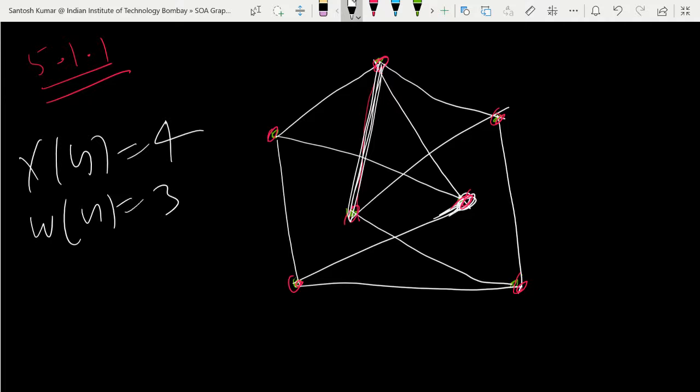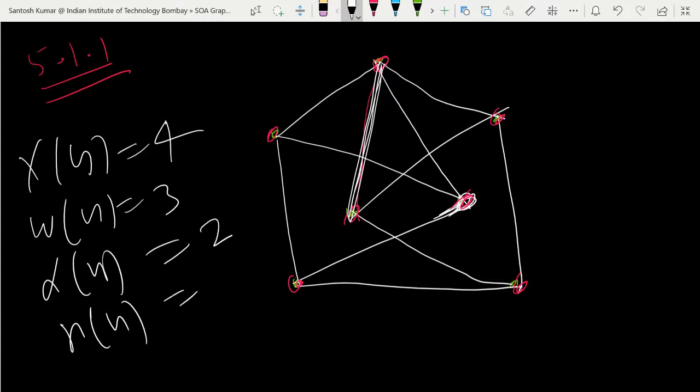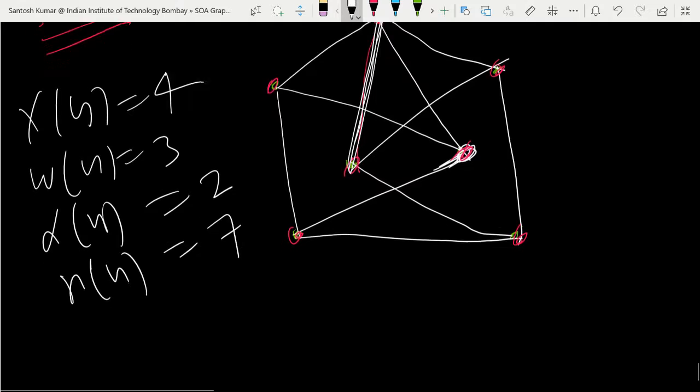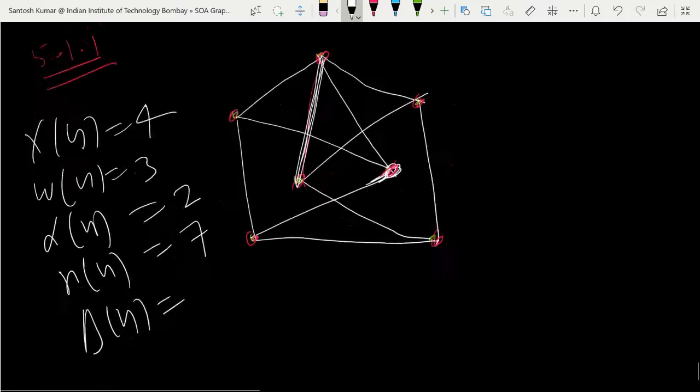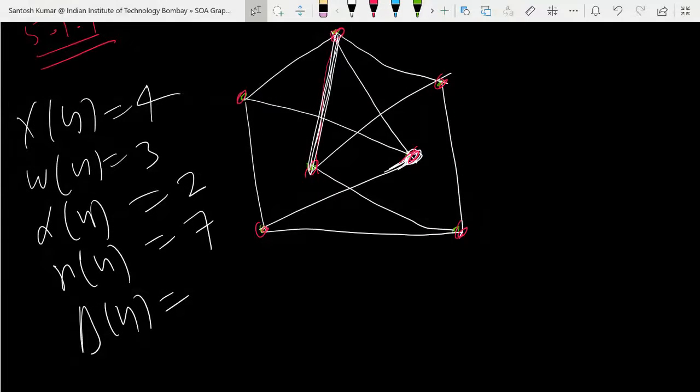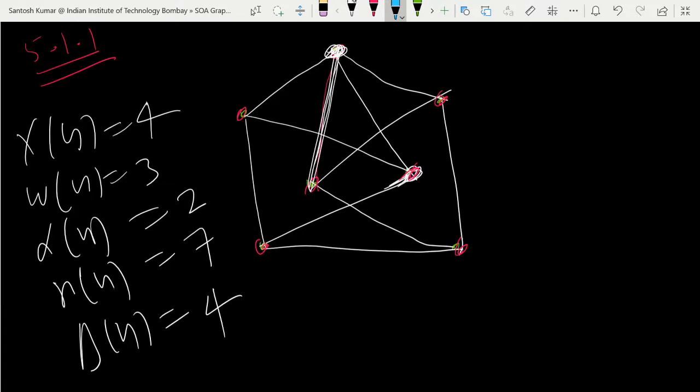Clique number is 3. Alpha G is 2. n G you know already, 7. Delta G is 4. So for this vertex you have 4 edges from it. Now we can verify everything, so let's check it simply.